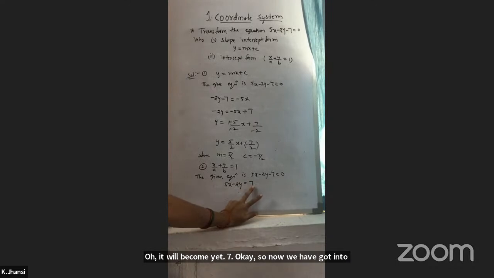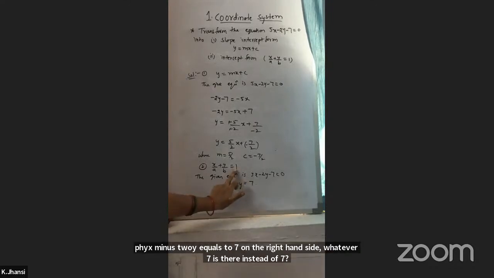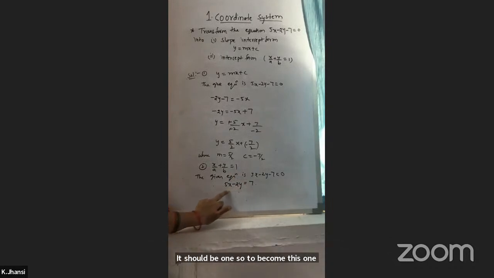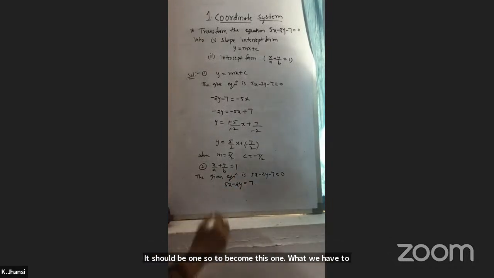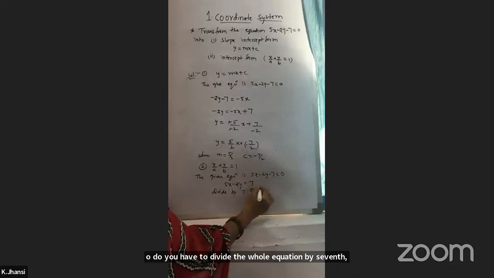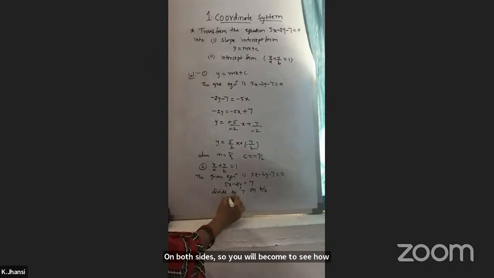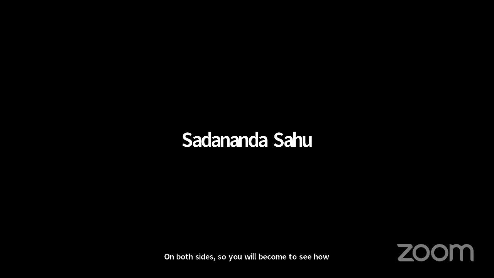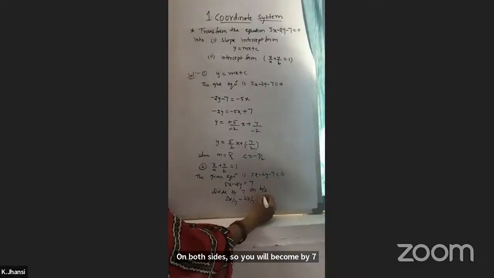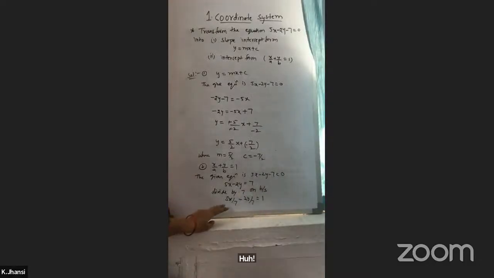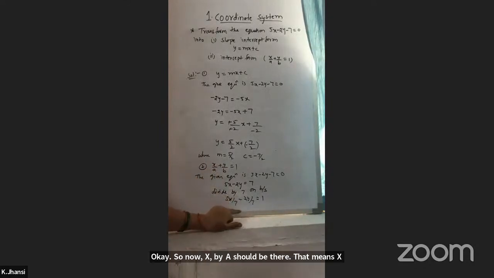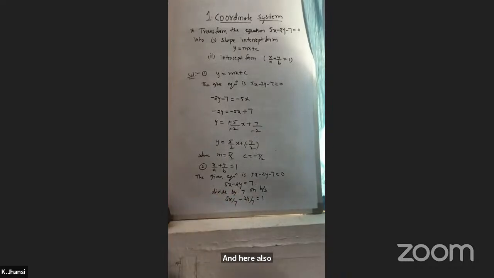On the right hand side, instead of 7, it should be 1. To become this, you have to divide the whole equation by 7. So divide by 7 on both sides. It will become 5x by 7 minus 2y by 7 equals 7 by 7 equals 1. Now x by a should be there. That means you have to take this coefficient to the denominator, and here also for y, whatever the coefficient is, you take it in the denominator.